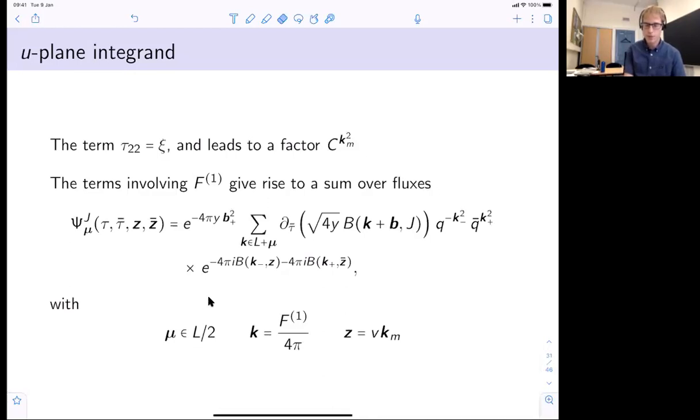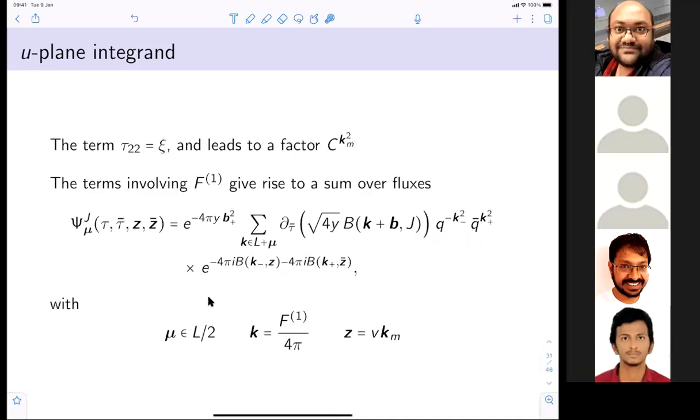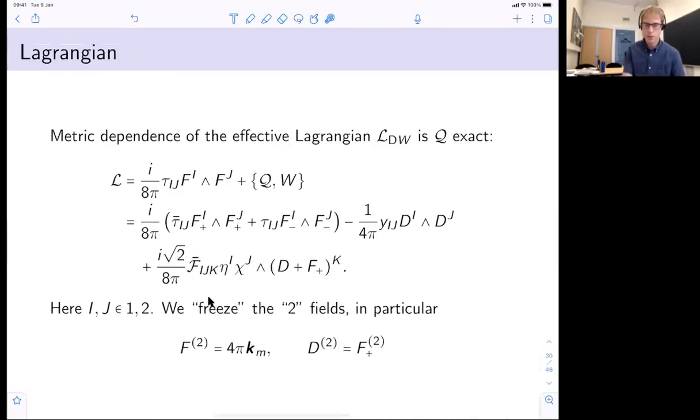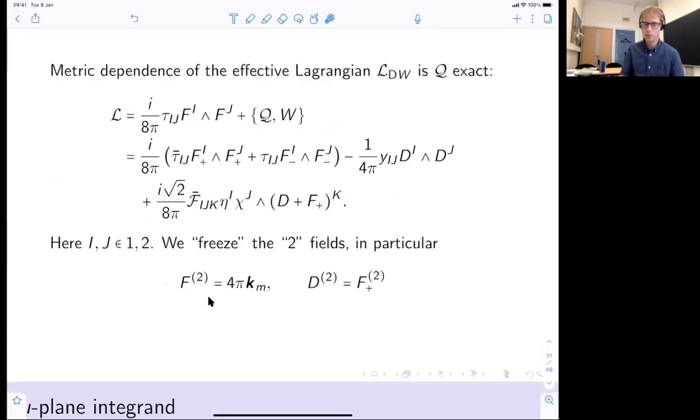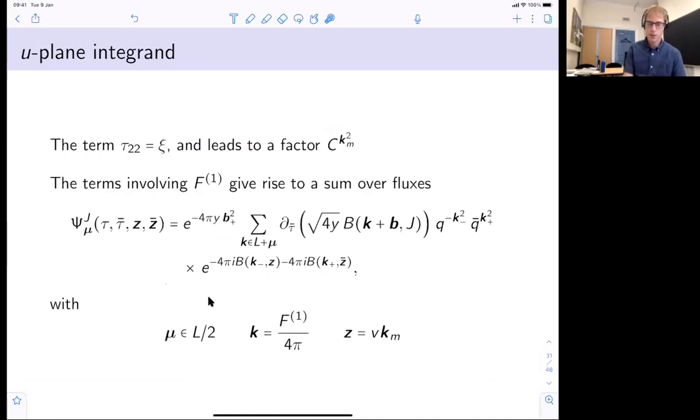So here I've spelled it out. We get the sum over K in the lattice. So here we get, then the exponentiated action takes the following form, q to the minus K minus squared q bar K plus squared, since tau bar couples to F plus and tau couples to F minus. And we have also these couplings here, which you can think of as tau_12, which is an elliptic variable. So this is V d_F d_A d_m times the flux K_m. So that's also where we see that K_m appears. And then as I mentioned earlier, tau_2 is xi leads to the factor C to the power K_m squared.